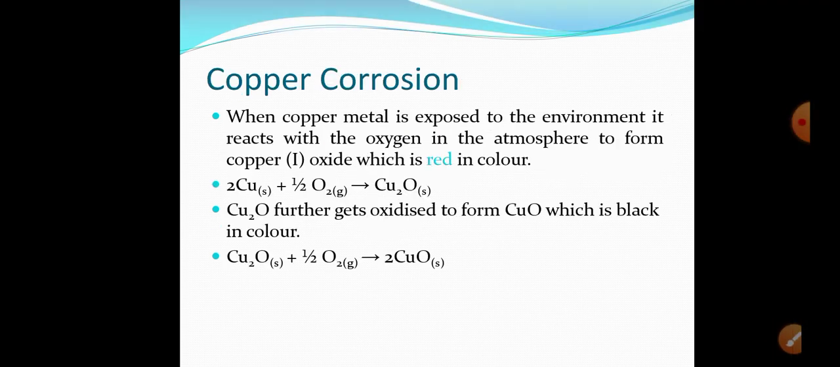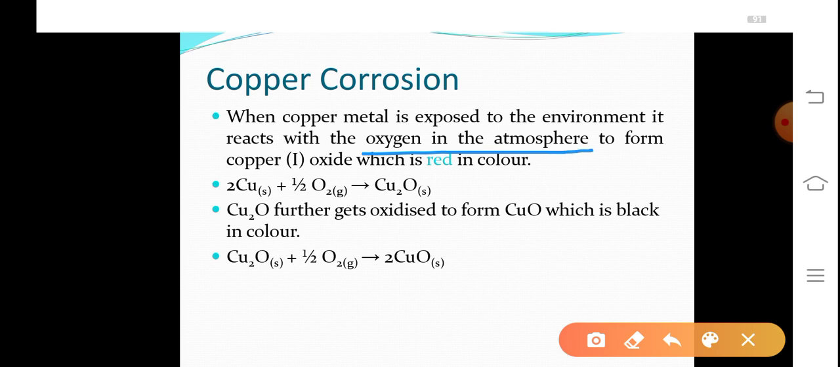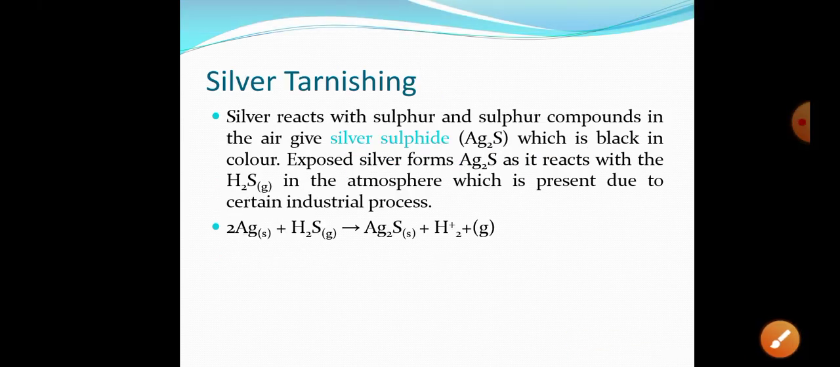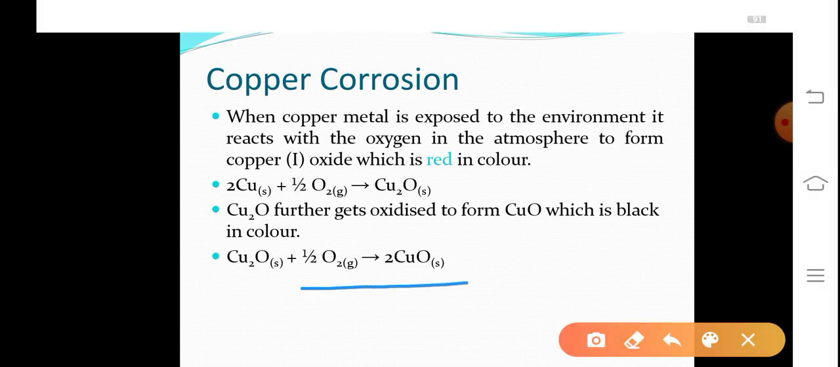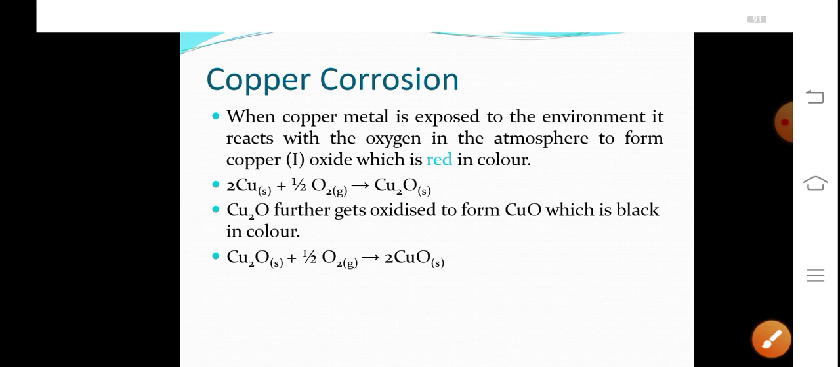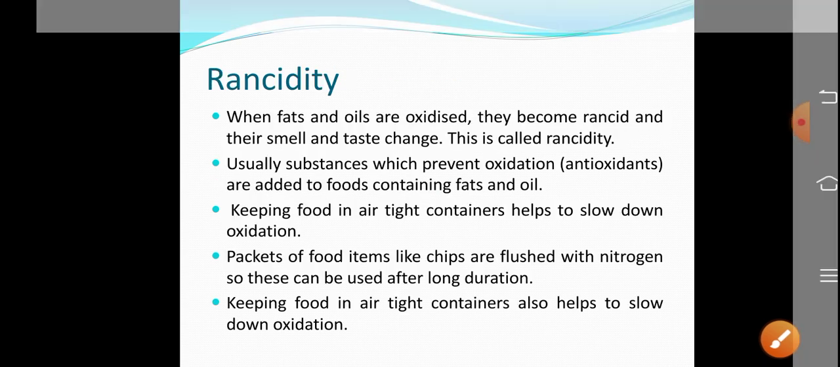How does copper corrode? When copper metal is exposed to the environment, it reacts with oxygen in the atmosphere to form copper oxide. This copper oxide is red in color, so it is the initial stage of corrosion. Slowly this copper oxide further oxidizes to form another copper oxide, which is black in color. In this way the copper gets corroded.